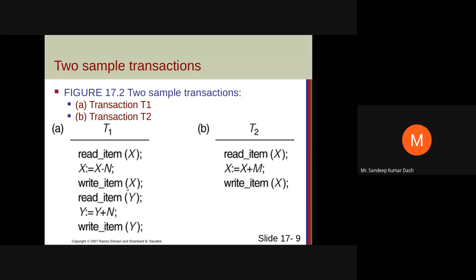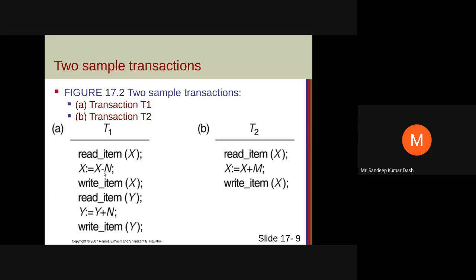Okay. Then suppose this is the case of the ticket booking. Total there were 500 seats. N is 4. Fine. And 500 minus 4 is 496. That you are updating onto the database. Then you are adding that ticket to someone other's account, say.